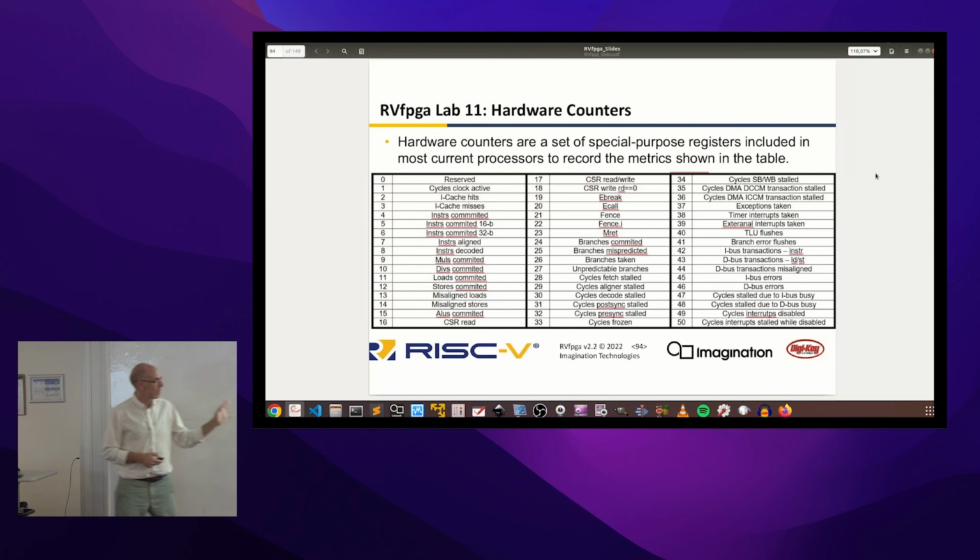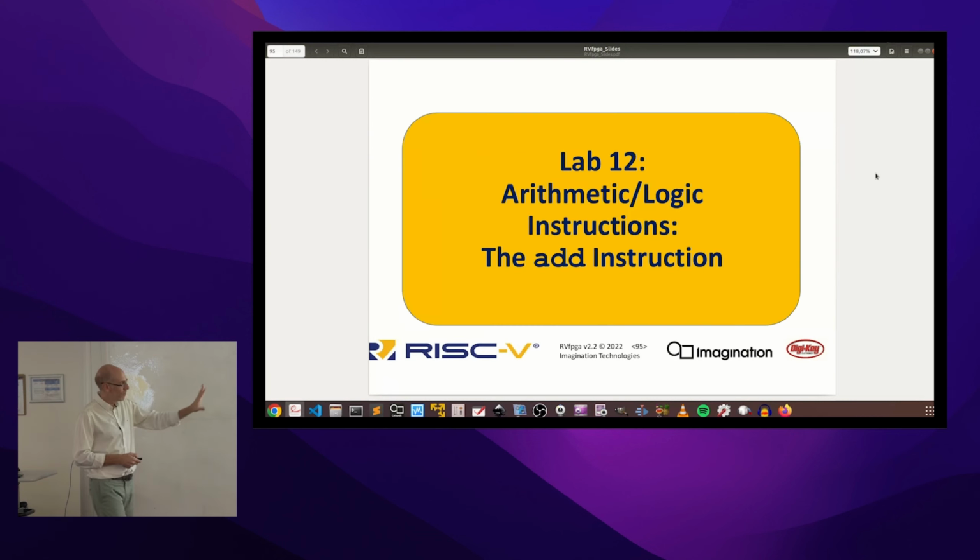We'll use the hardware counters in subsequent labs for measuring performance and other things. Well, this is a long lab, but for the workshop, that's enough. You can take a look at the document.